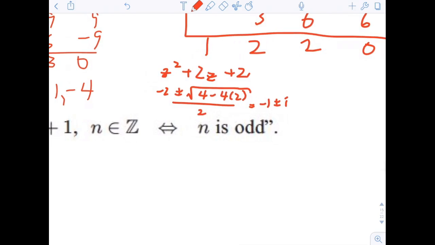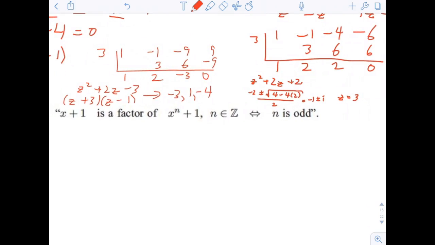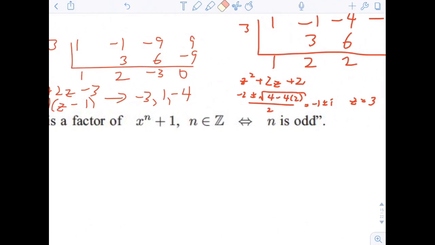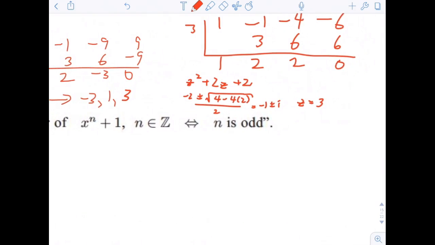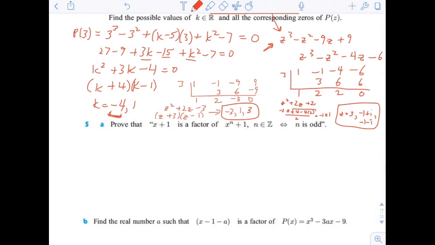And then there's also 3, which is one of the, is it 3 or negative 3? 3. I'm sorry, I put negative 4 here. This should be 3, right? And this should be 3 and negative 1 plus i and negative 1 minus i, right? So this is one of the sets of zeros, and this is the other set of zeros.